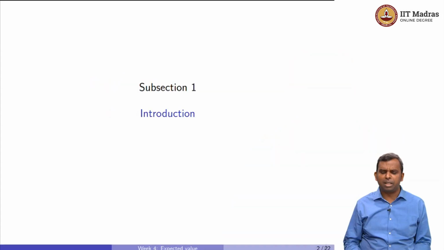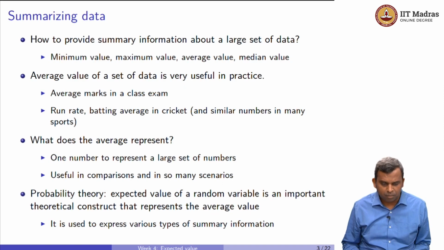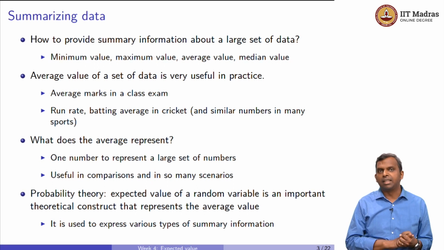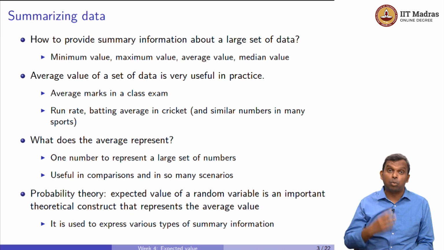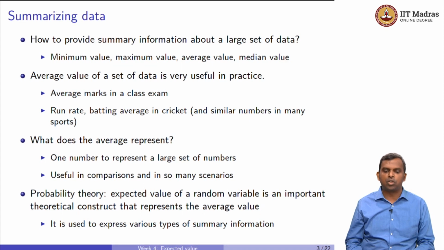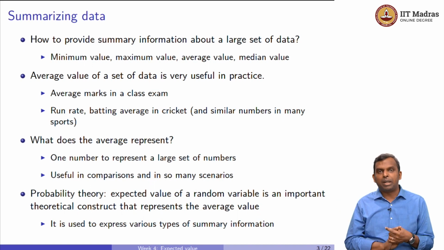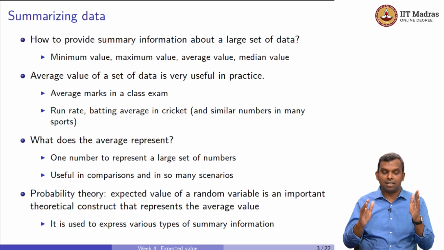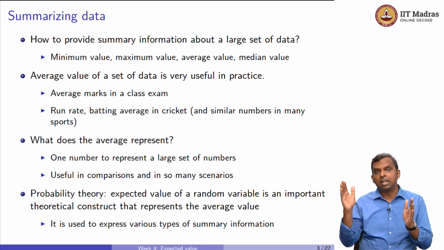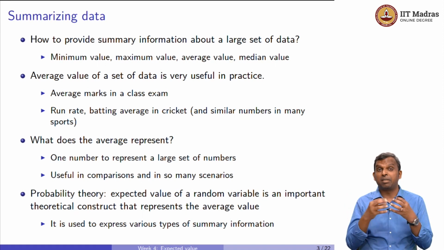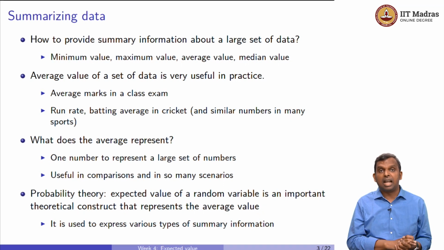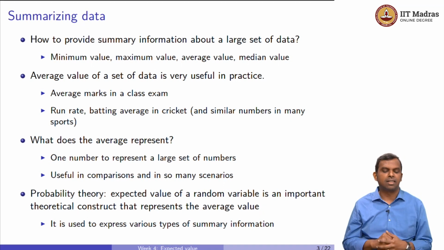We'll begin with a brief introduction, and the basic goal from a high level, before we embark on expressions and derivations with expected value. What is it? It's about summarizing data. If you have a large amount of data and somebody wants to know some summary information about it, instead of giving every possible value, you might want to say, the data is in this range. It has a minimum value, a maximum value, a certain average value, maybe a certain median value. You give some descriptive statistics or summary information about a large set of data. This is very common. You might have studied this in statistics 1 as well.